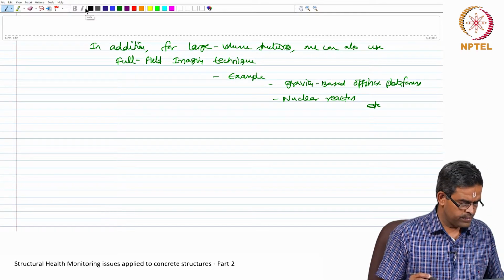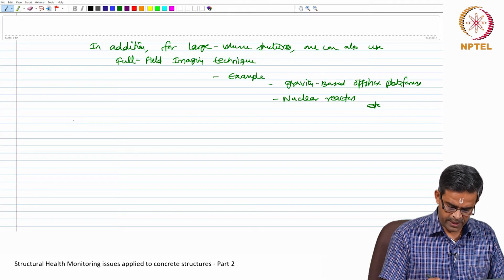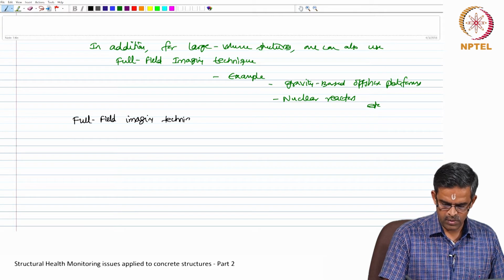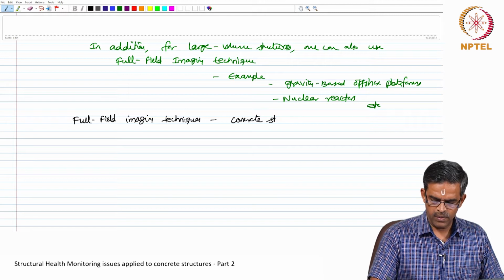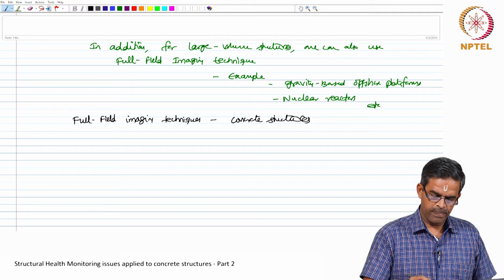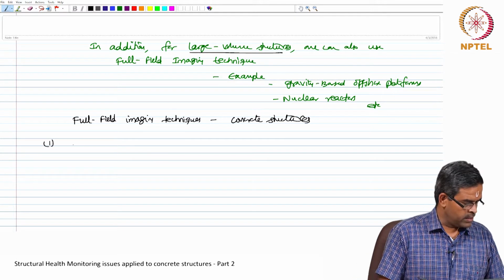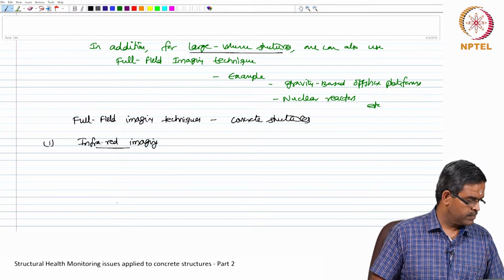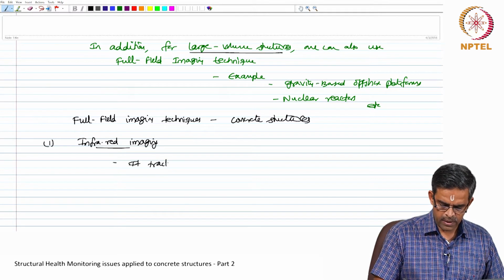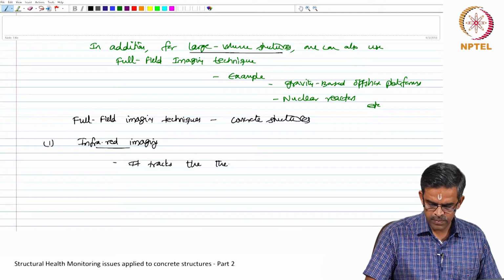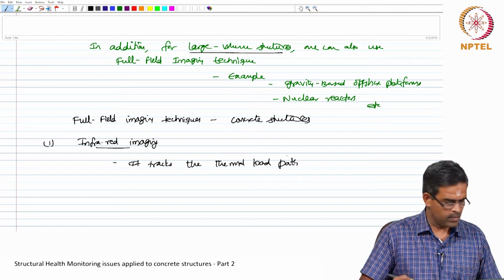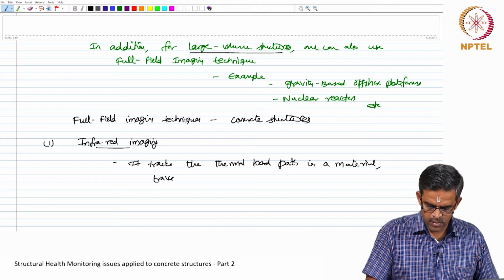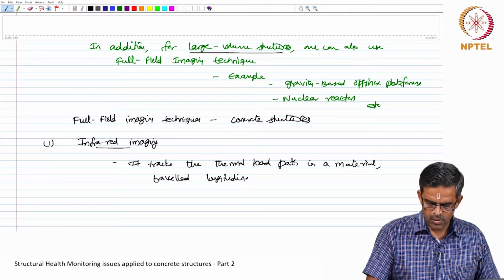Let us now talk about a few full field imaging techniques useful for concrete structures, which essentially can be applicable to large volume structures. The first one is infrared imaging. Actually, infrared imaging technique tracks the thermal load path in a material travelled longitudinally over a period of time.